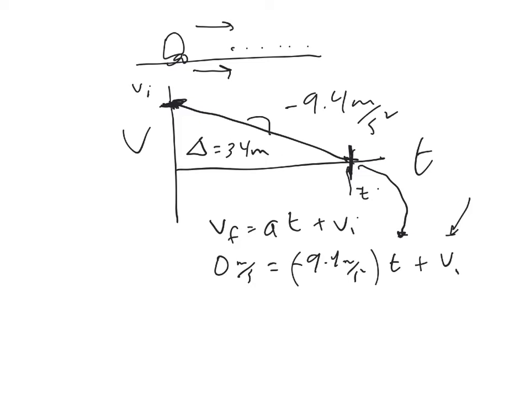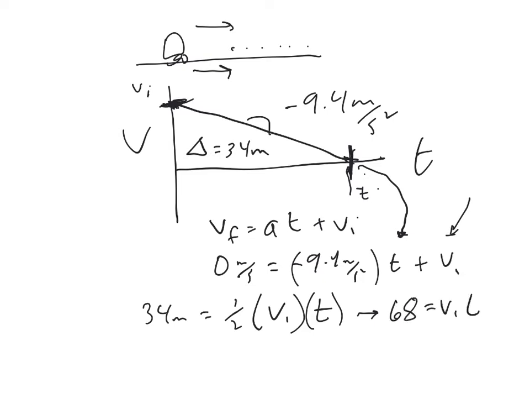So let's look at the only other tool we have, which is the area of the triangle. So the displacement, 34 meters, should be 1/2 V initial, because that's this number, times t, and that's this number. Okay, so this was what happened in class on Thursday. I ended up with two equations with two unknowns. So this equation, if I multiply both sides by 2, what is that? 68 equals V initial t.